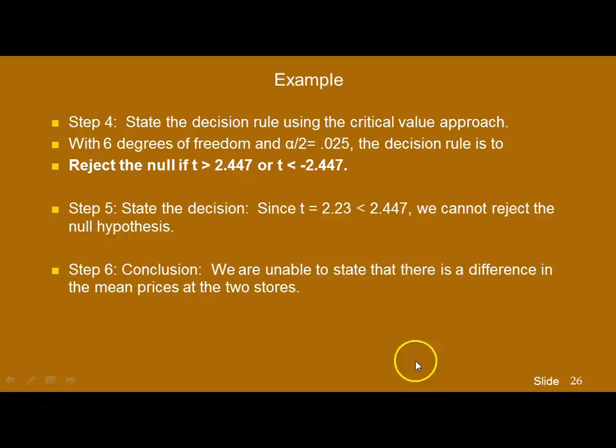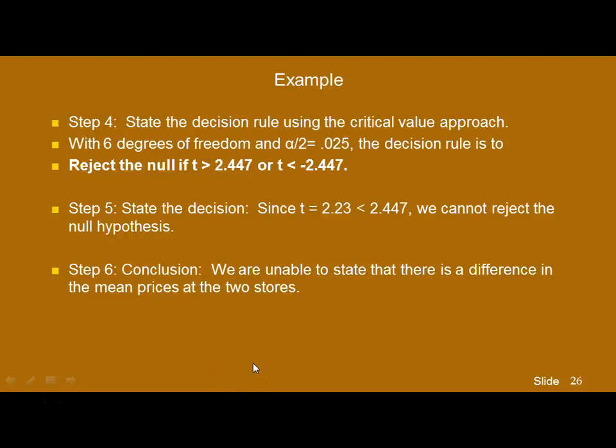If we want to use the critical value approach, we'll have to go to the t-distribution and get our critical t-values. With 6 degrees of freedom, n minus 1, and alpha over 2 is 0.025 since we wanted a 5% alpha level. You just go to your t-table and you will get critical t-values of 2.447 or negative 2.447. So we will reject the null hypothesis if we get a t-value above 2.447 or below negative 2.447. However, since our t-value was only 2.23, that's less than 2.447, we are unable to reject the null hypothesis.